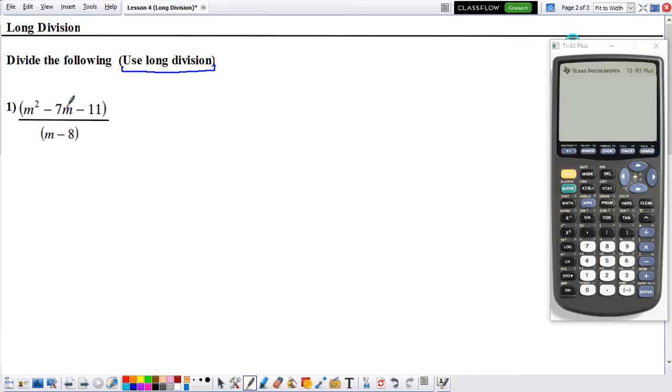Now, this is how long division works. The setup is the following. You should always obtain some kind of a box here. So this is the setup. You're going to open a box, and inside this box, there's always going to be an inside and an outside, where the inside, you're going to be placing the numerator. So notice here that my numerator is m squared minus 7n minus 11. So that's exactly what we're going to be placing here. And outside, we're going to be placing the denominator, which in this case is n minus 8. So this is just the setup for long division.